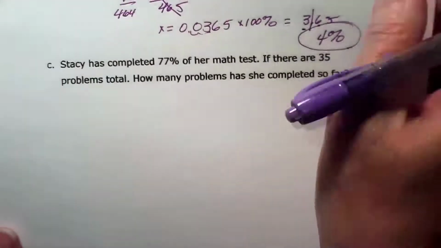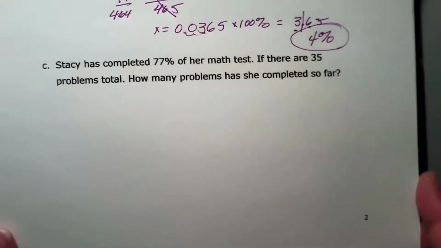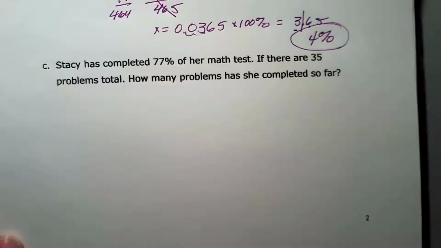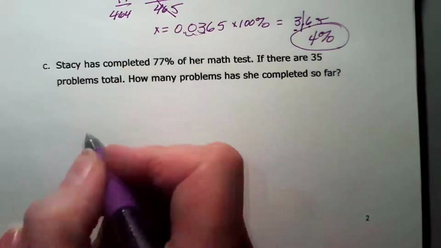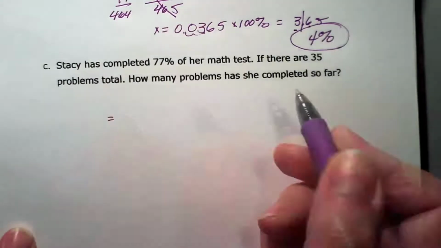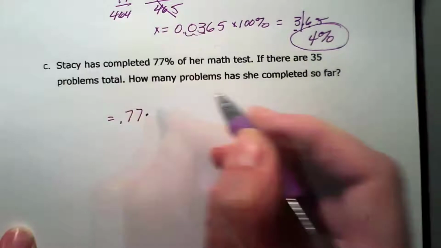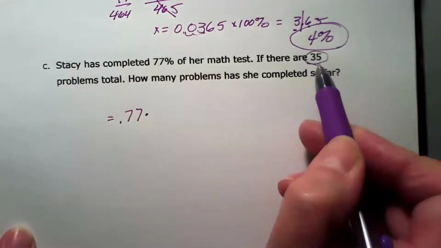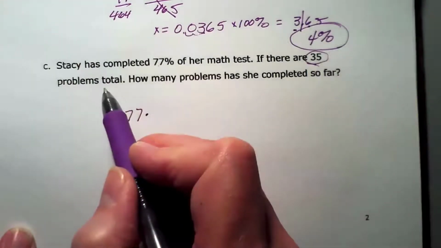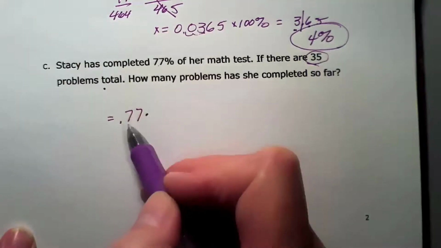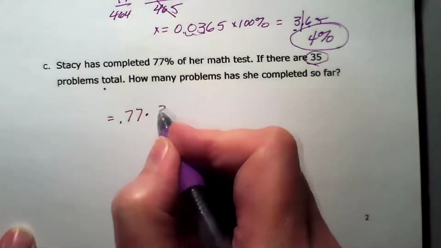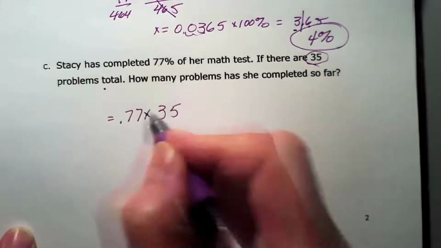And letter C, we have Stacy has completed 77% of her math test. If there are 35 problems total, how many problems has she completed so far? So I have the amount equals, the percent is 0.77 times, and I need to realize, is this 35 problems total going to be the base, or is that going to be the amount? The amount is a percent of the whole, so it's going to be the base.